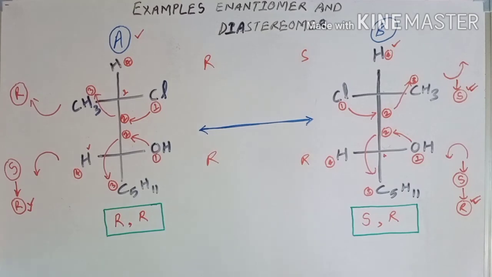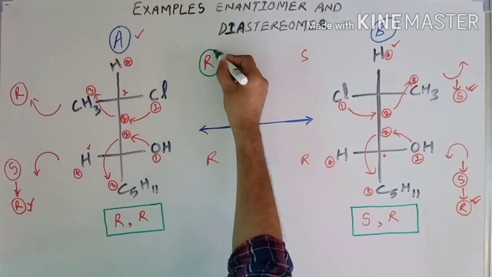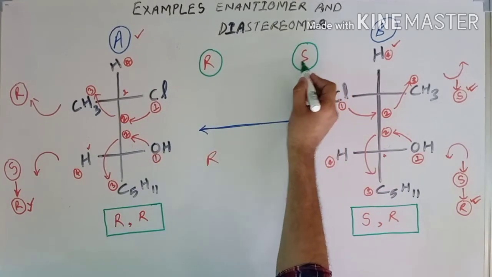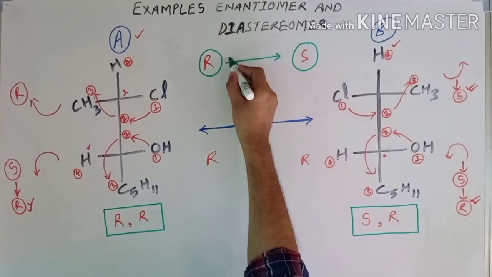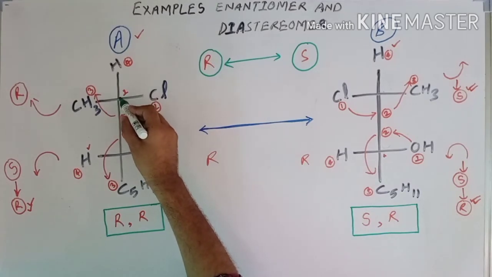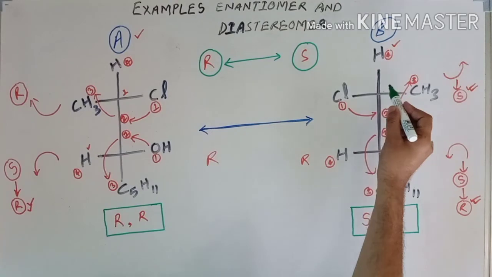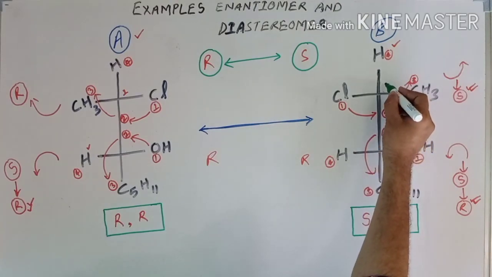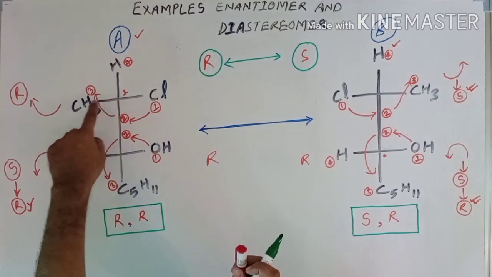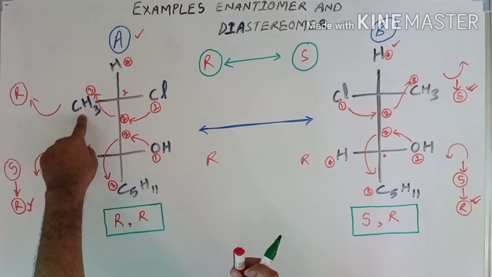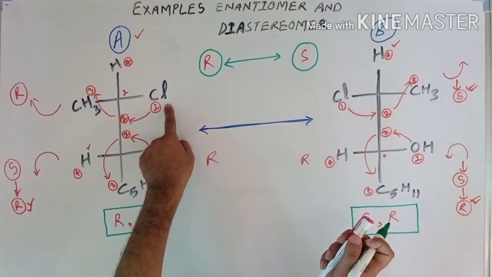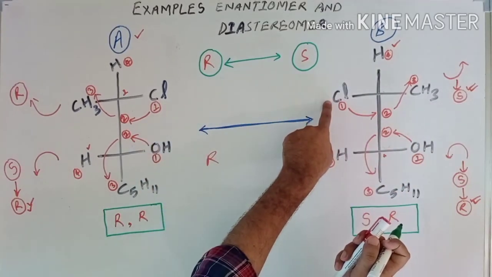So you will see first carbon configuration on this A molecule is R, and on second molecule B the configuration is S. Means configuration reverses, configuration changes. Configuration changes means this carbon number 1 of A molecule is exactly mirror image of carbon number 1 of B molecule. How is it mirror image? You will see in this carbon number 1 the methyl group is on left position, but here methyl group is on right position. Here chlorine is on right side, and here chlorine is on left side.